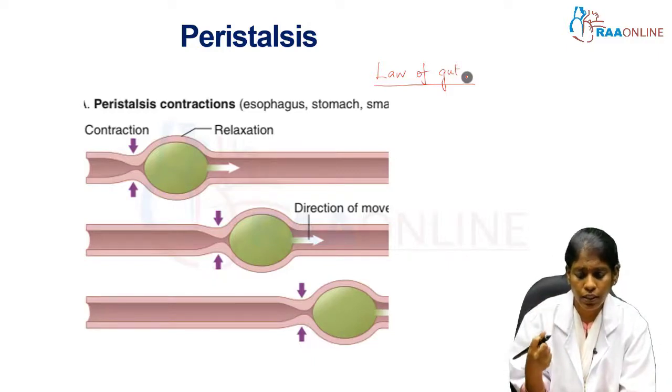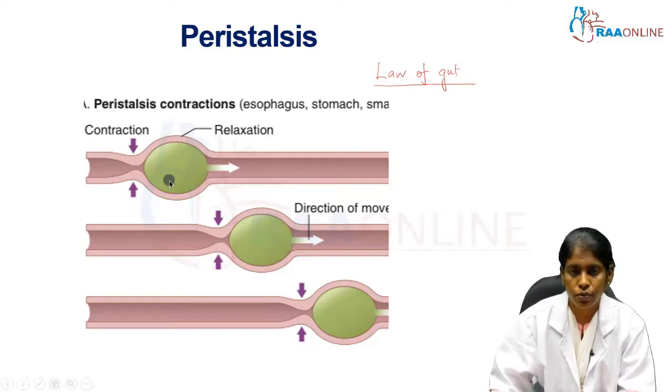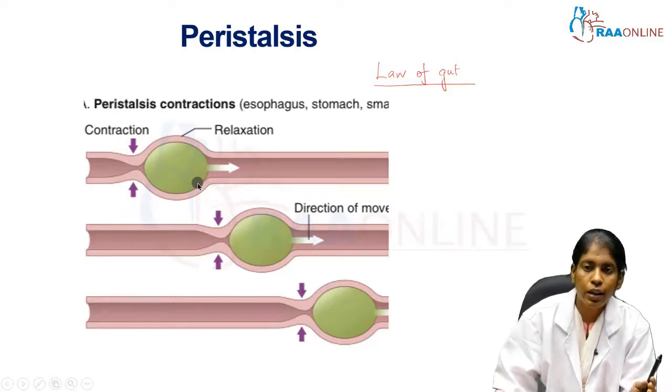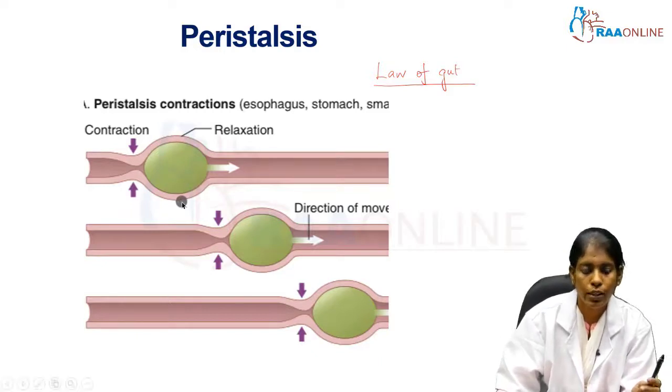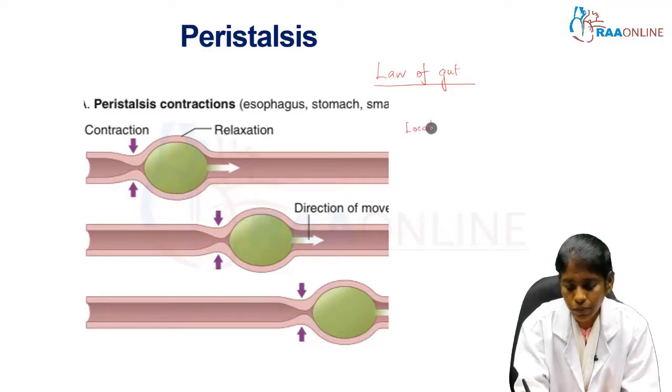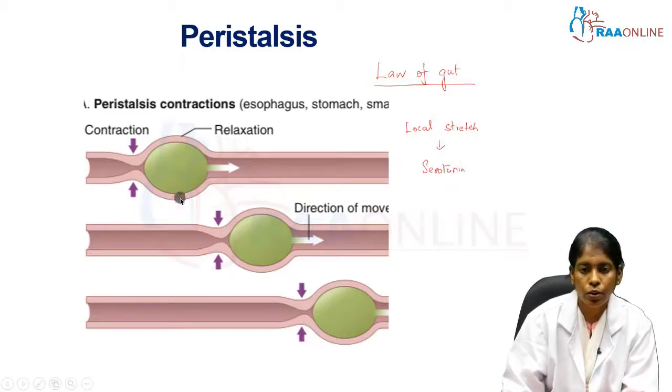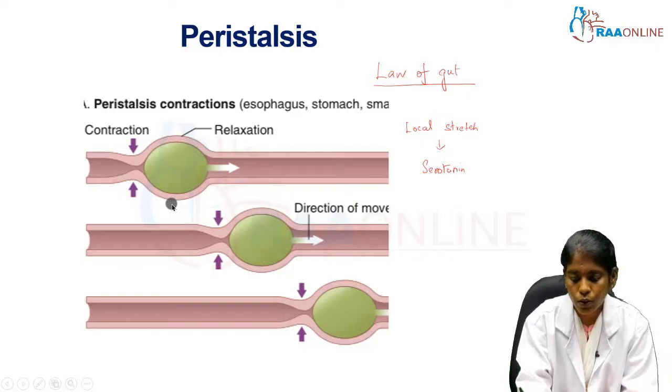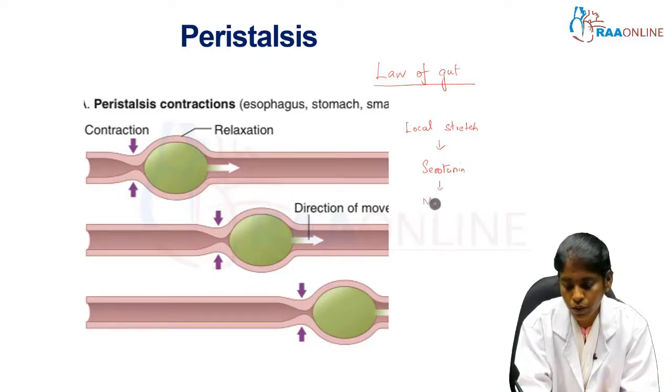As you can see in this picture, the food bolus is entering into the intestine. Because of the presence of the food bolus, the gut wall is distended. So you can see the distension of the gut wall. This is the stimulus for the peristalsis to take place. Now we'll see what happens. This local stretch will cause release of serotonin. So there will be release of serotonin at this place, and this serotonin will stimulate the myenteric group of neurons.